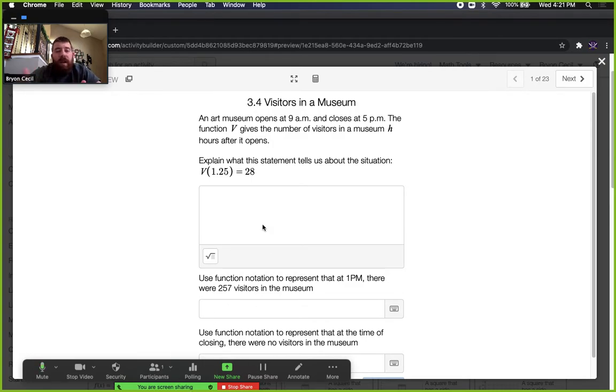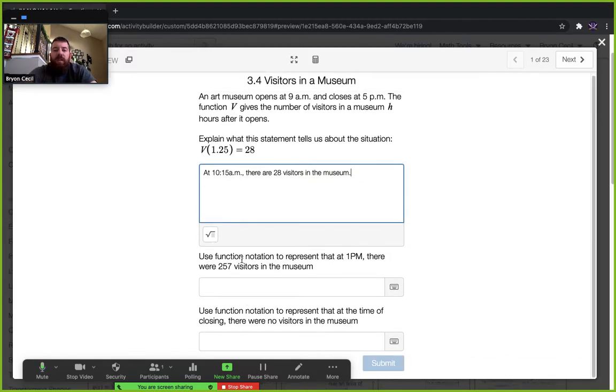Remember, these are inputs and outputs. So if the input is 1.25, that's an hour and a quarter. What's a quarter of an hour? 15 minutes. So an hour and 15 minutes after the museum opens, there are 28 visitors in the museum. At 10:15 a.m., there are 28 visitors in the museum, if I can spell museum correctly.